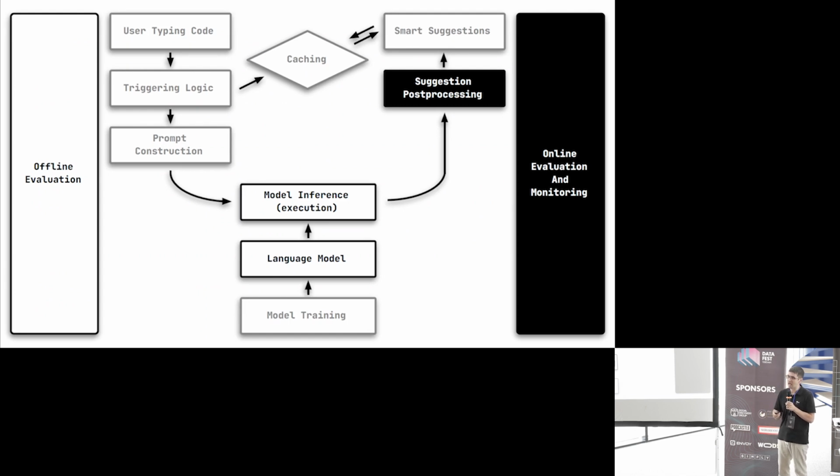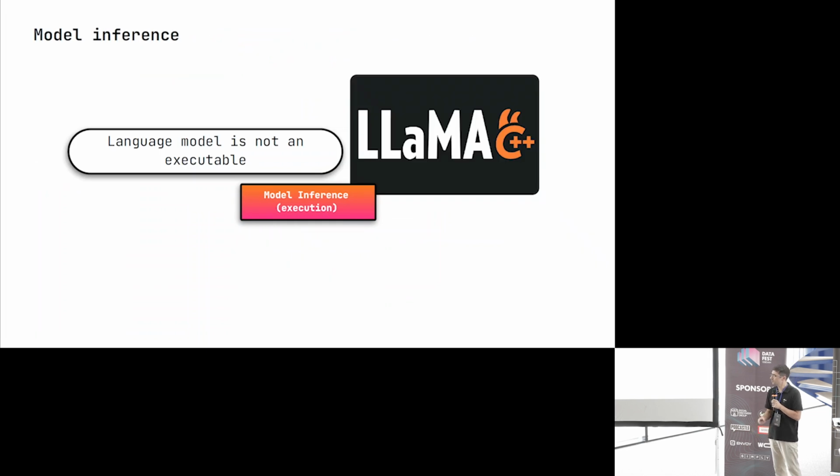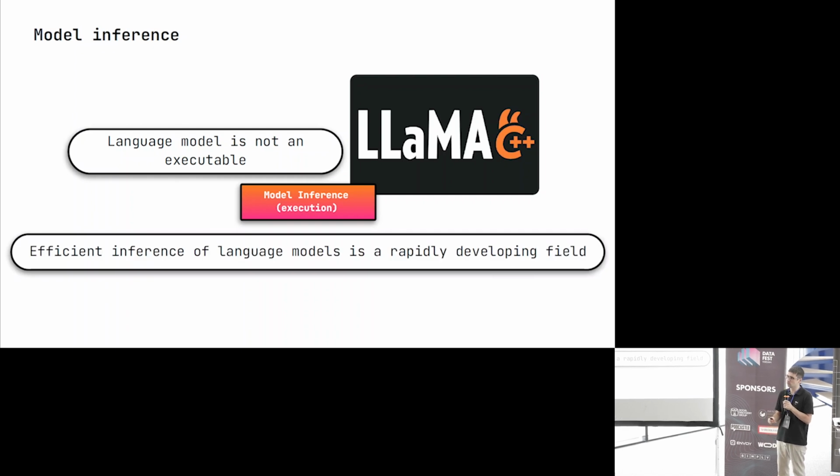Now let's go on and discuss how the suggestions are generated on consumer level hardware: model inference. First of all, let's note, just to be on the same page, that language models are not executables. Language models are just a bunch of arrays of numbers. And efficient inference of language models is a rapidly developing field.